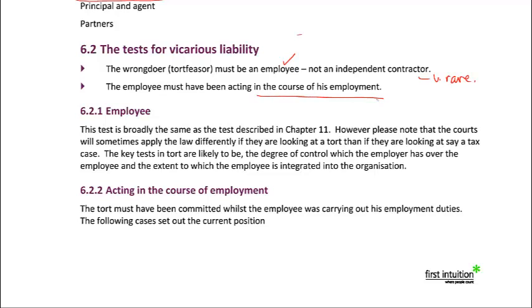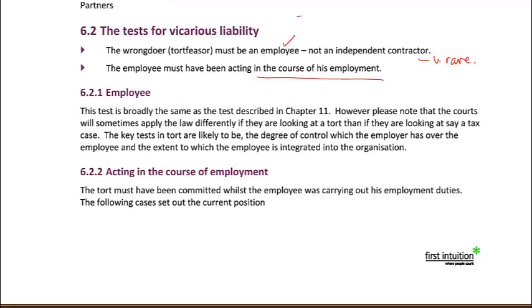So, first of all, what is an employee? Well, this is something we're going to look at in Chapter 11, but it is just worth mentioning here. The tests that the courts will use differ slightly depending on what sort of point of law they're looking at. If they're looking at, say, a tax case, or a vicarious liability case, or an employee rights case. So just keep that in mind.